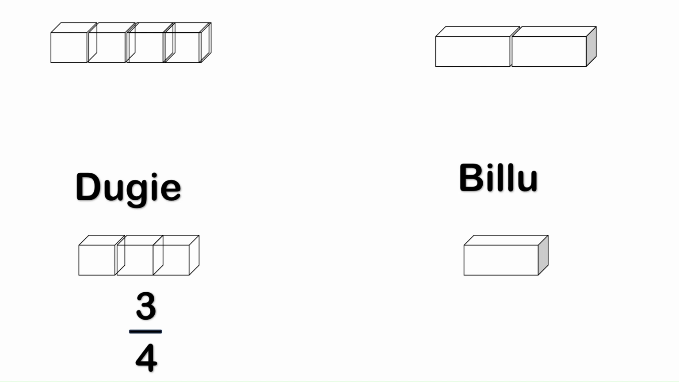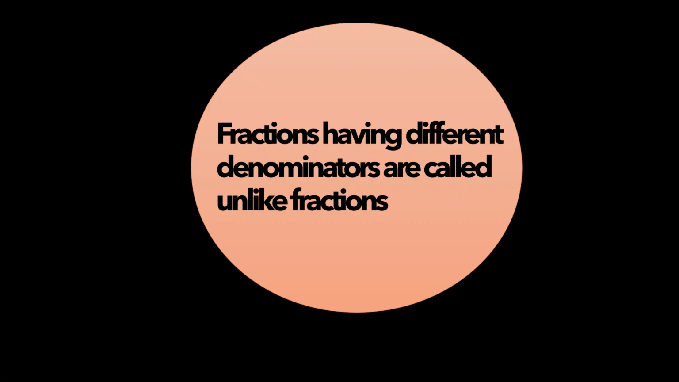Now the fraction which Billu has got is 1 upon 2 using the same logic. Do you notice here that the denominators of these two fractions are not same? It is because the parts of the chocolate bar are not of same size. Such fractions where denominators are different are not like fractions, but unlike fractions. Here is the definition. Fractions having different denominators are called unlike fractions.